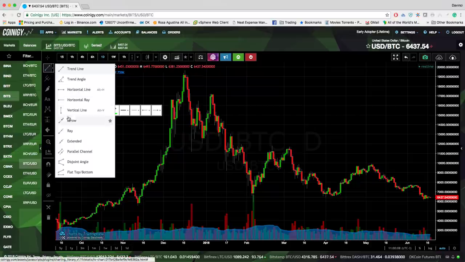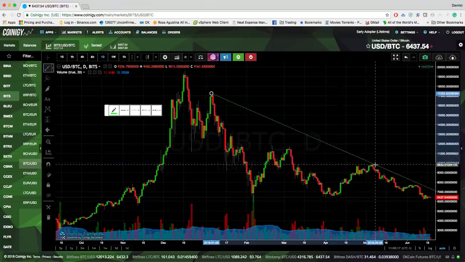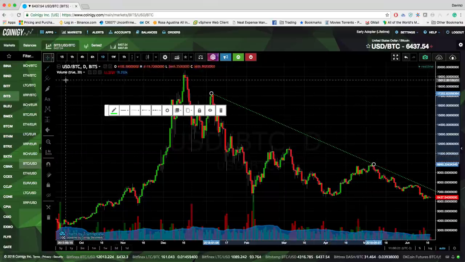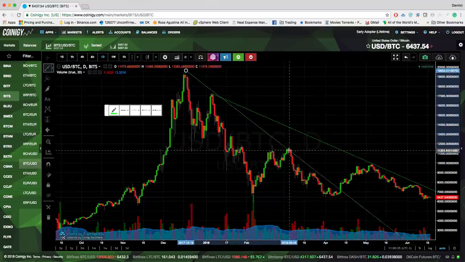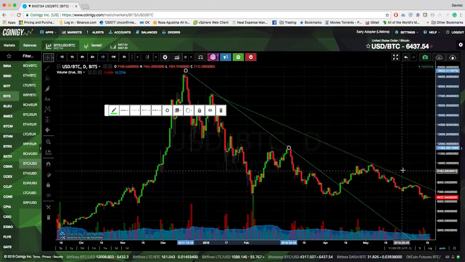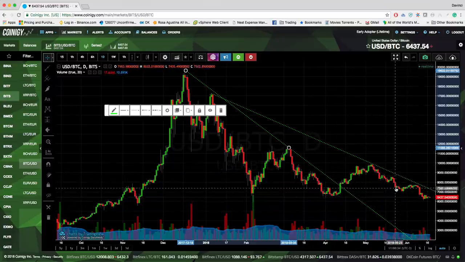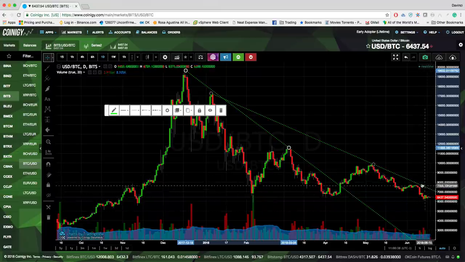If we take a trend ray, let me just take it from this one. You can see that we're trending down, right? And no matter how you look at it, this is not a good chart. Bitcoin is pointing downwards. Now, it doesn't mean that Bitcoin will always keep going down, obviously.